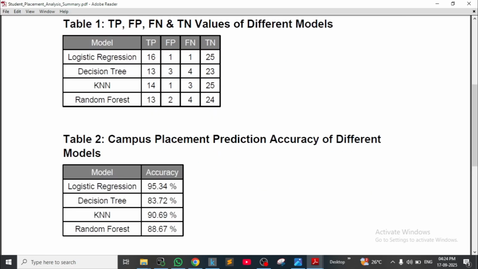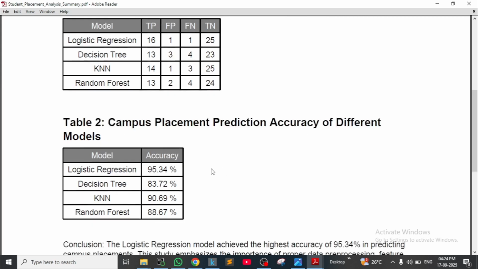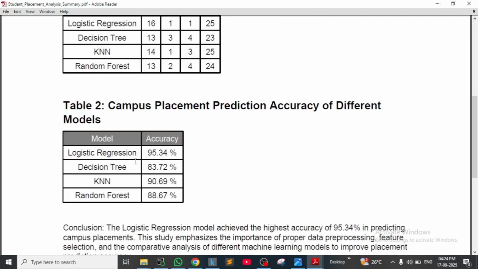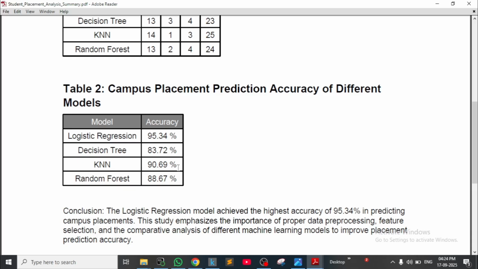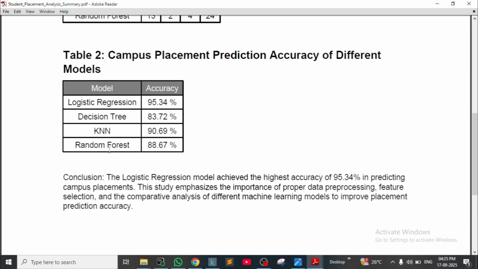Now coming to the second one, campus placement prediction and accuracy of different models. Like models, logistic regression accuracy they got 95.34 percent, decision tree 83.72 percent, KNN 90.69 percent, and random forest they got 88.67 percent. Comparing these four models, logistic regression got 95.34 percent as the highest.